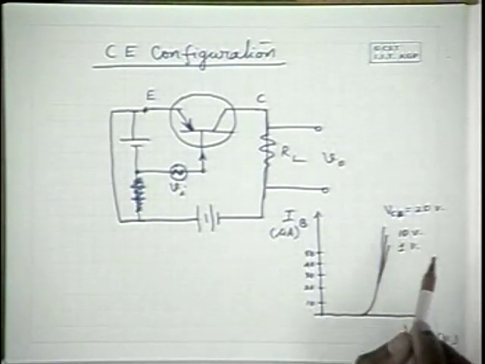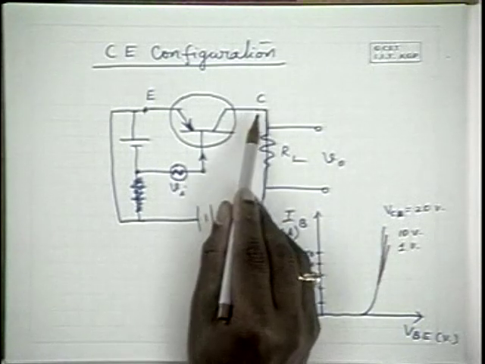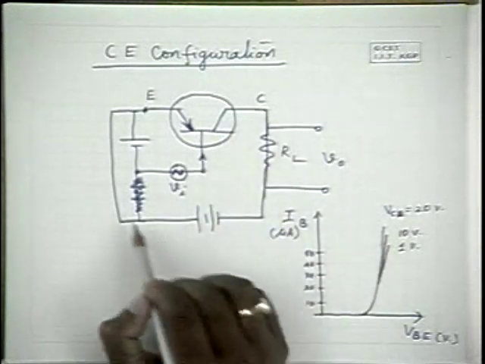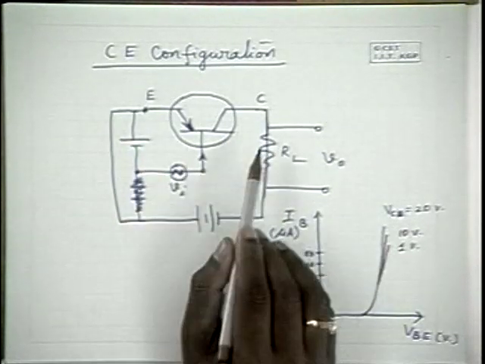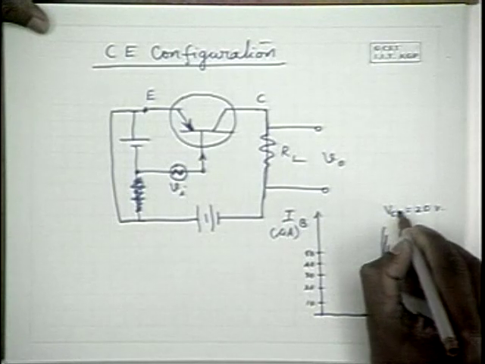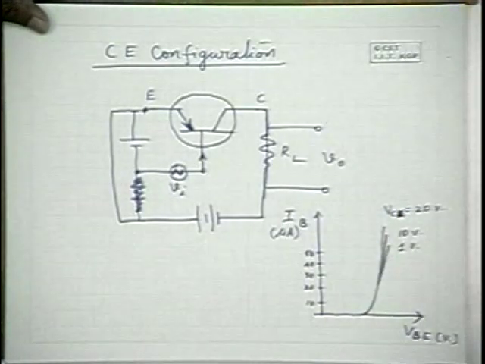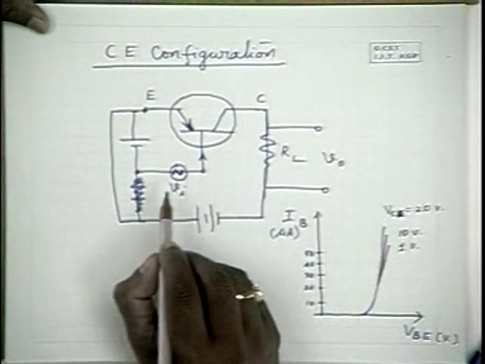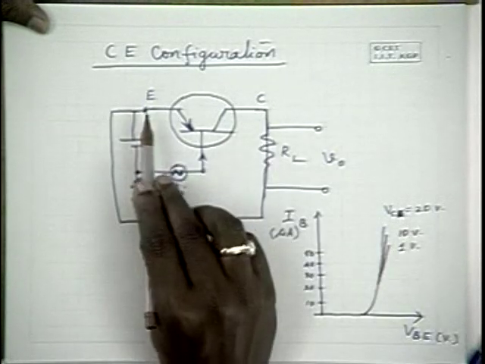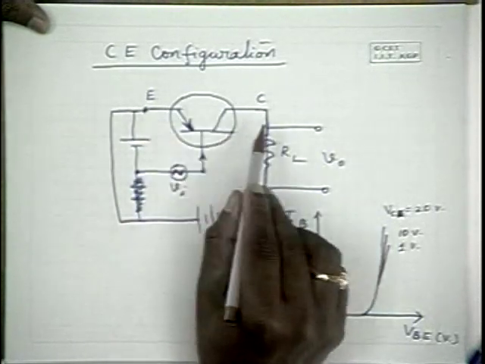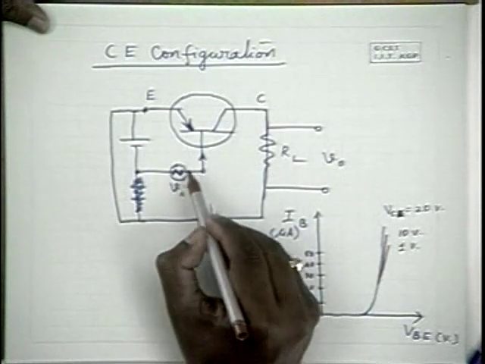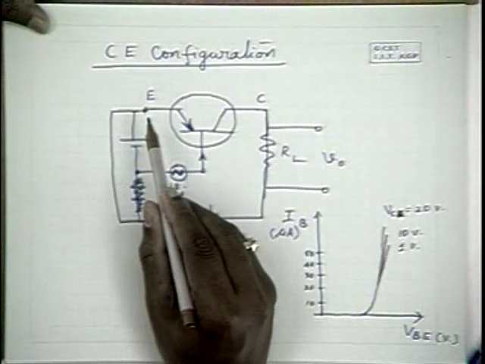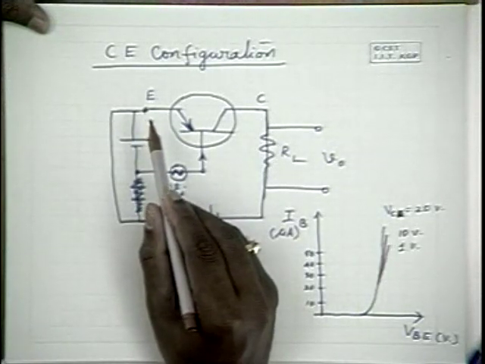Now what is important here? Do we talk in terms of VCB? We'll talk in terms of VCE because the emitter is common between output and input. Therefore, the same curves appear here for VCE. Now if VCB is 20 volts, what about VCE? VCE is going to be VCB plus VBE, and VBE is of the order of 0.7 volts or 0.6 volts.